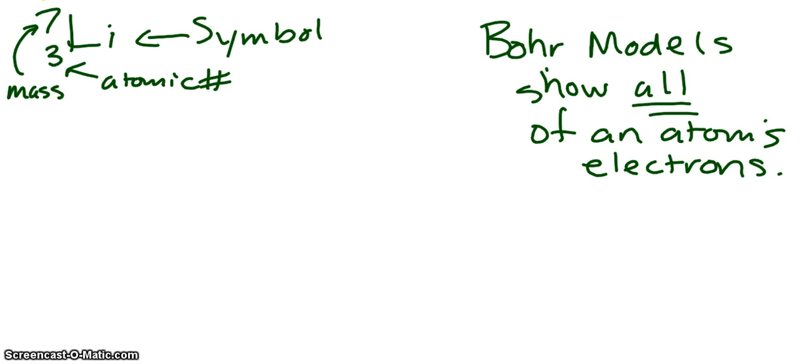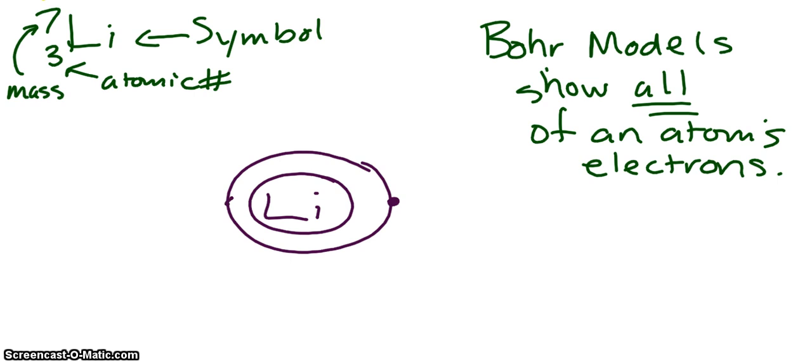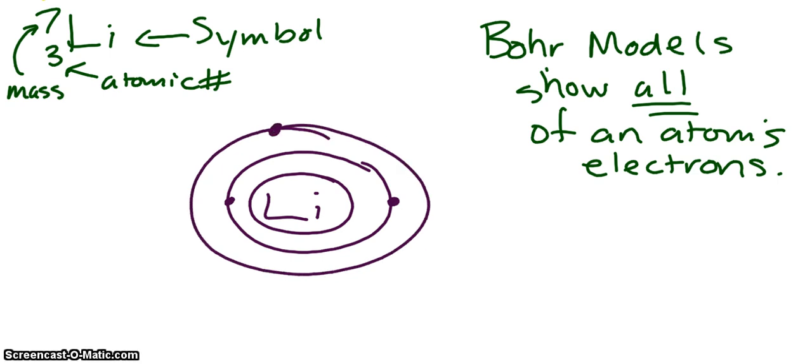Now for any neutral atom, that's the part we care about because that's what's going to tell us how many electrons we need to draw in. So I'm going to start with my symbol in the middle, and then I'm going to start placing electrons from the first energy level out. Now, the first energy level can hold 2 electrons, so I drew 2 dots to represent them, but I still need to place one more, which means I'm going to need to draw the next energy level. I then place my third electron on that energy level.